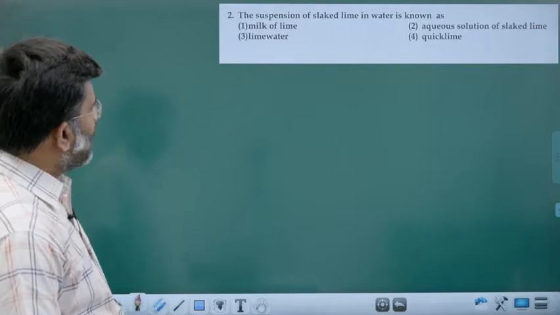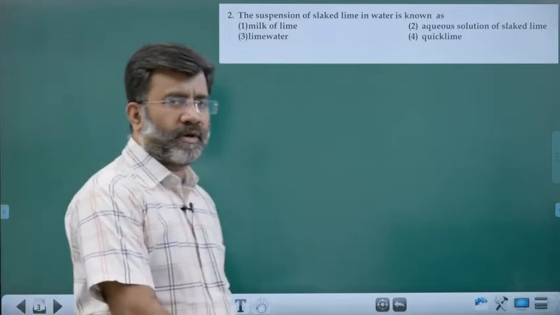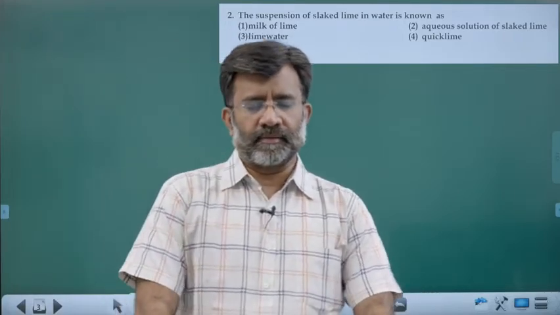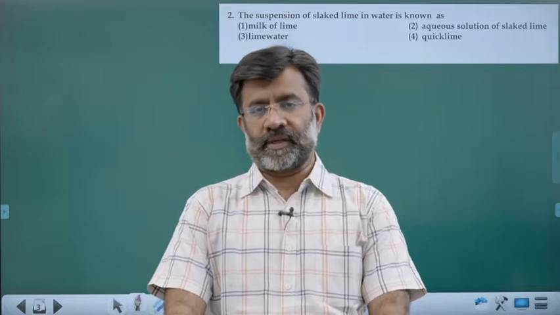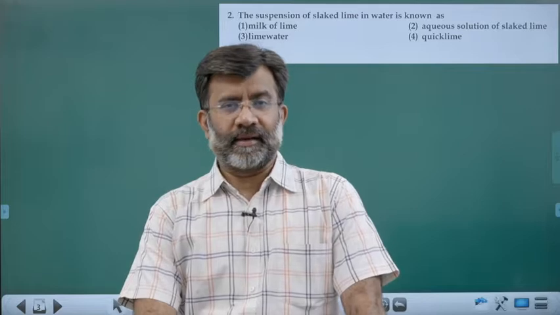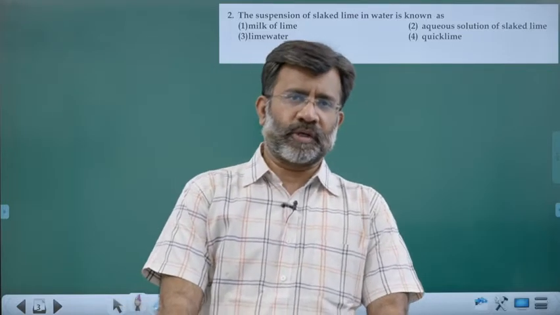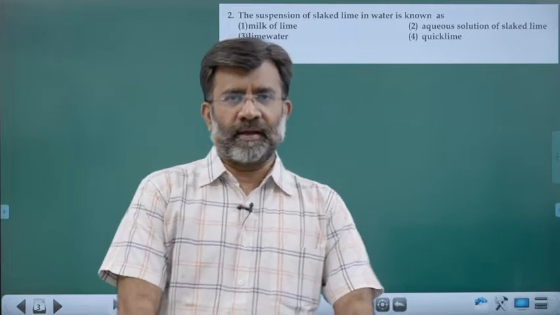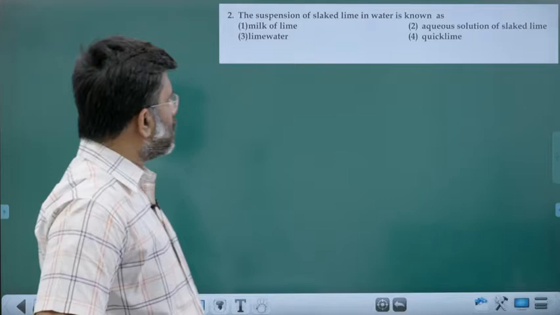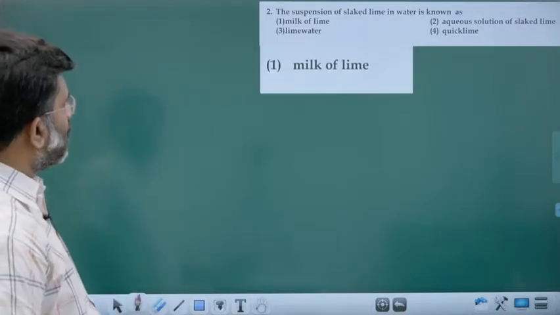Suspension of slaked lime in water is known as. Suspension of slaked lime in water. You know, lime, that is calcium oxide undergoing slaking process, you get slaked lime, that is calcium hydroxide. A clear solution is called a lime water, while a turbid solution is called a milk of lime. And the correct answer is option 1, milk of lime.